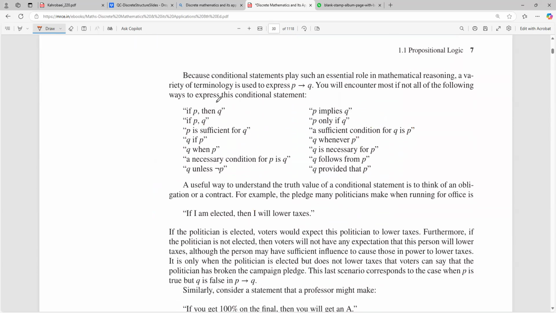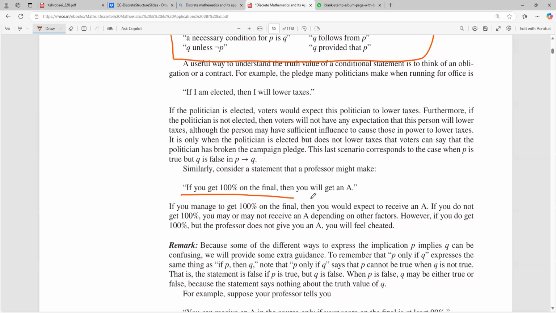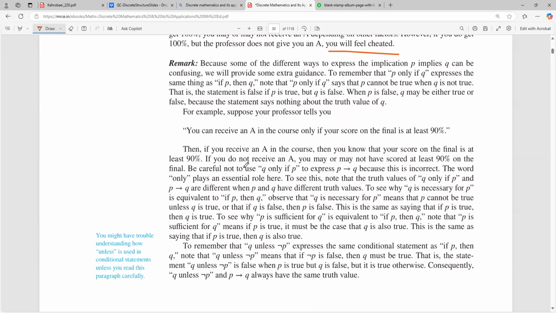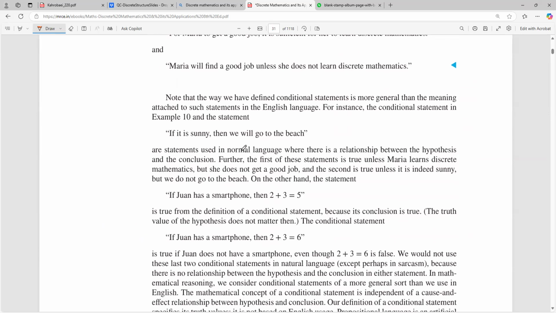Okay, and these are just other ways you could see implication. So, yeah, they're here. If you get 100 on the final, you'll get an A. If you don't get the 100, you could get an A, but that doesn't mean I'll give you the A. If you don't get the 100, all bets are off. This statement doesn't apply anymore. If you get the 100, but I don't give you the A, then yeah, you'll feel cheated. Okay. So that's it.